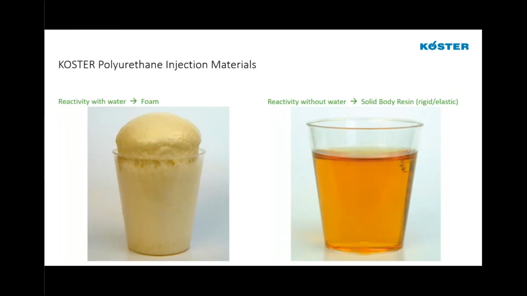So polyurethane injection materials, especially our products, but as a rule, the polyurethane injection products are one of two kinds. Either they react with water and foam as water stopping or void filling materials, or they react without water and form either a rigid or elastic solid body resin that we can use for structural rebonding or applications like that. Also, these foams are not very long-term chemically resistant, and they do break down over time. So the solid body resins do last much longer, and they have a little more body to them, we'll say.